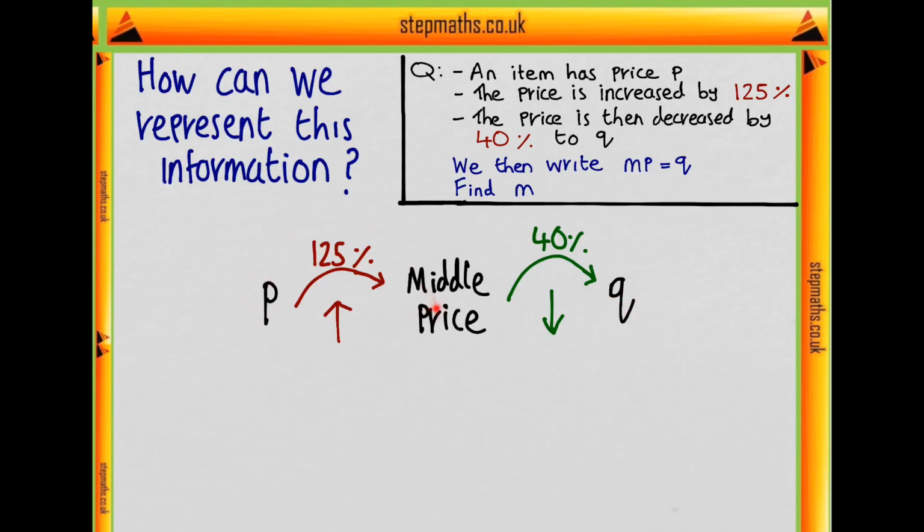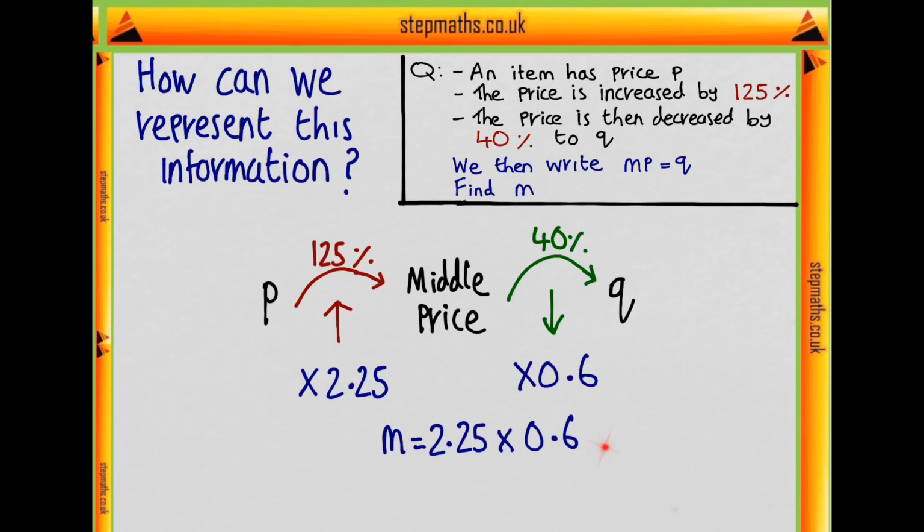So to go from P to here, essentially what we want to do is take 1.25 times the original amount, and then add it to itself, right? So, i.e., we want 225% of what we began with. So we do that by times by 2.25. And similarly, if we want to decrease by 40%, that's equivalent to taking 60% of what we started with. So we could do this by times it by 0.6. And so to go from P to Q, we times by 2.25 and then times by 0.6. So if MP is equal to Q, our M must be the product of 2.25 and 0.6.